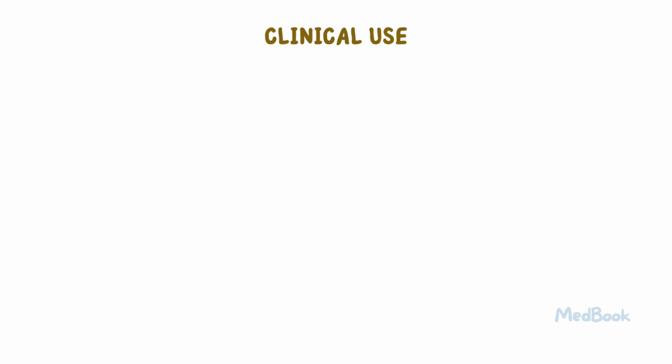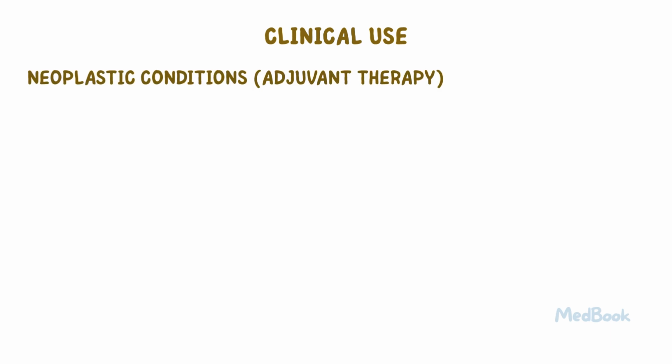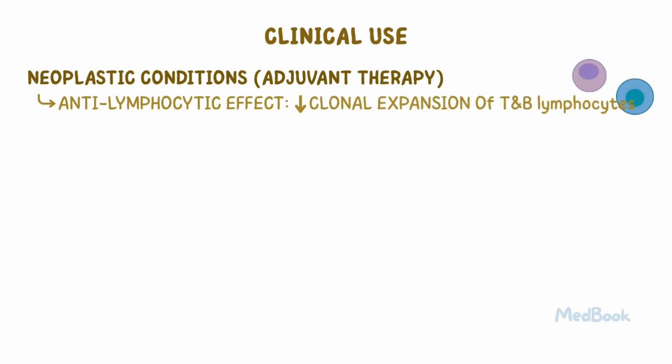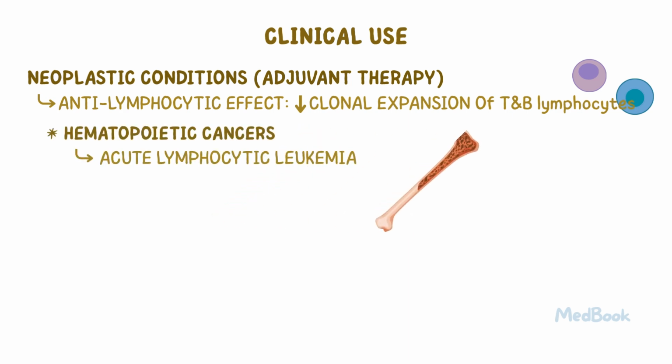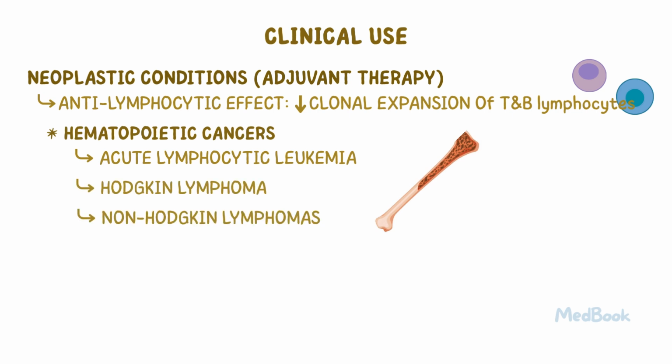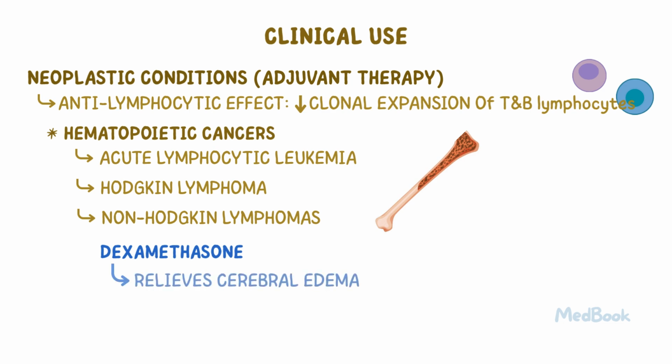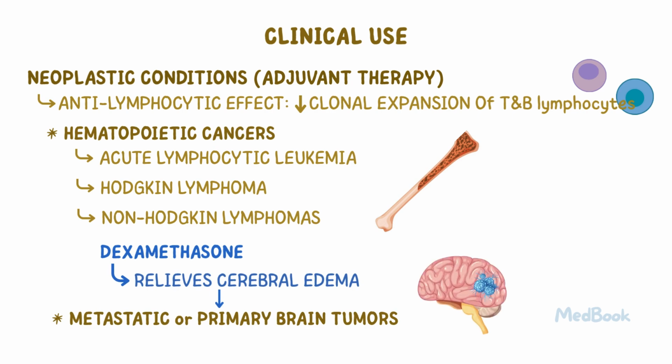Finally, glucocorticoids are used in neoplastic conditions as adjuvant therapy due to their anti-lymphocytic effect, which is characterized by a decreased clonal expansion of T and B lymphocytes. This makes them effective in the treatment of hematopoietic cancers, such as acute lymphocytic leukemia, Hodgkin lymphoma, and non-Hodgkin lymphomas. Finally, it's important to note that dexamethasone is commonly used to relieve cerebral edema in individuals with metastatic or primary brain tumors.